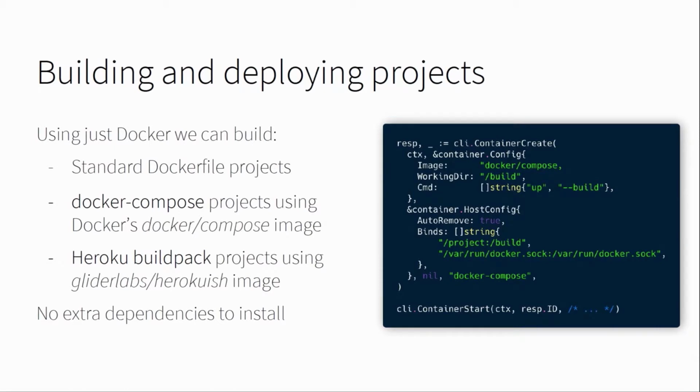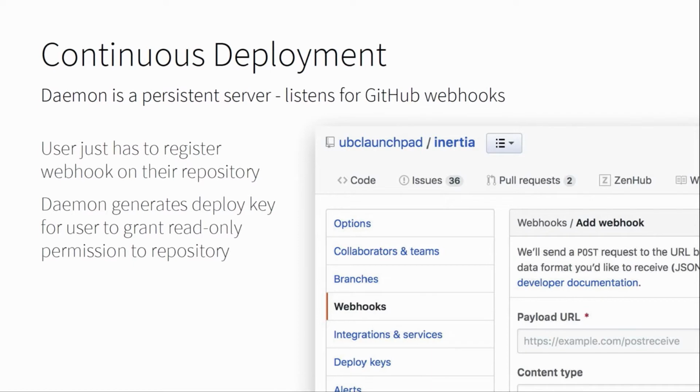To build and deploy projects, we use standard Docker build procedures as well as build images. These are images that package different build tools in them, and you can run them as containers. So this allows us to build a wide range of projects without ever having to install all sorts of extra dependencies on the remote. To set up continuous deployment, which is another key feature of Inertia, it's pretty easy. You just have to register the daemon's address and RSA key to allow it to clone your project. The daemon will listen for webhook updates and update your project accordingly.